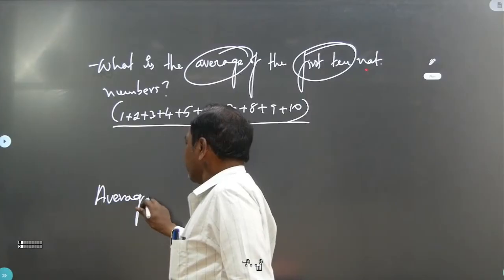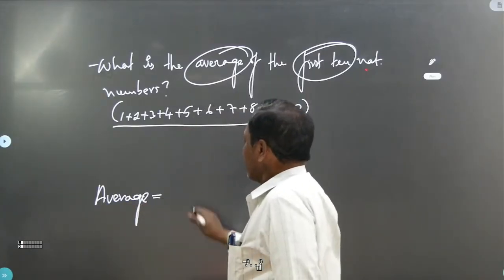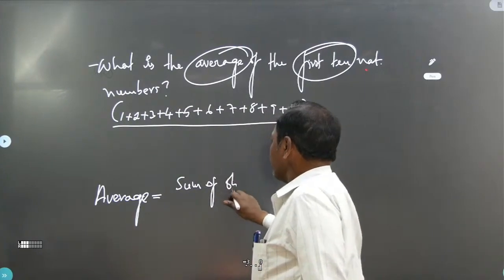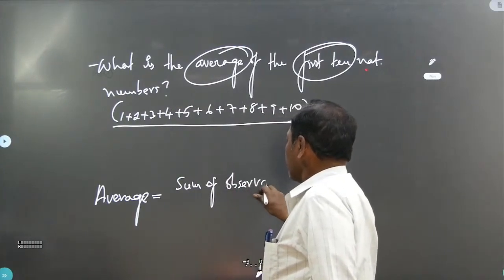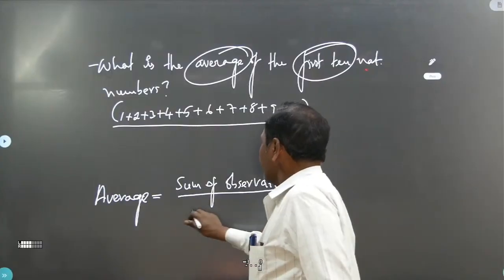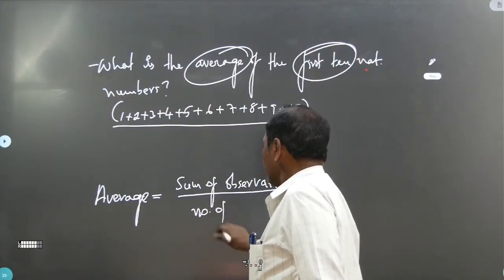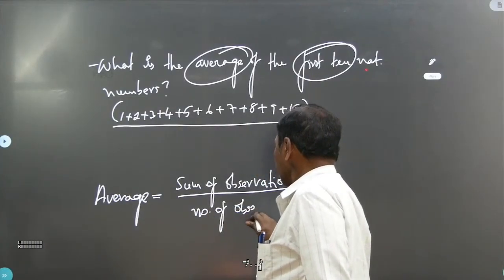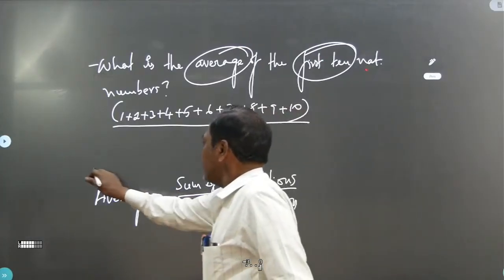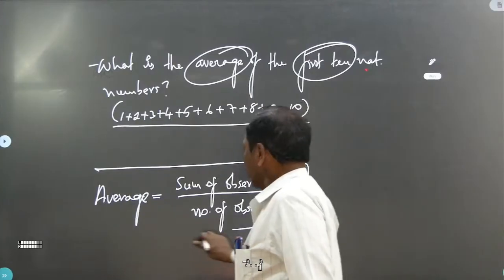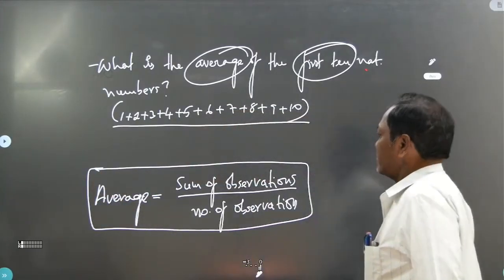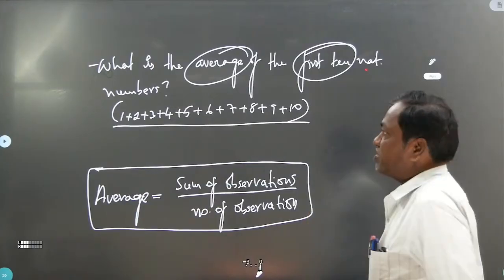Generally, what is the formula of average? Sum of observations by number of observations. Traditionally we know this, and this is correct also. Sum of observations by number of observations you will have.